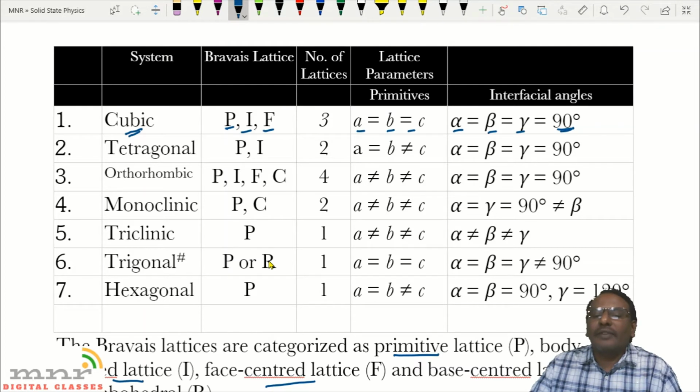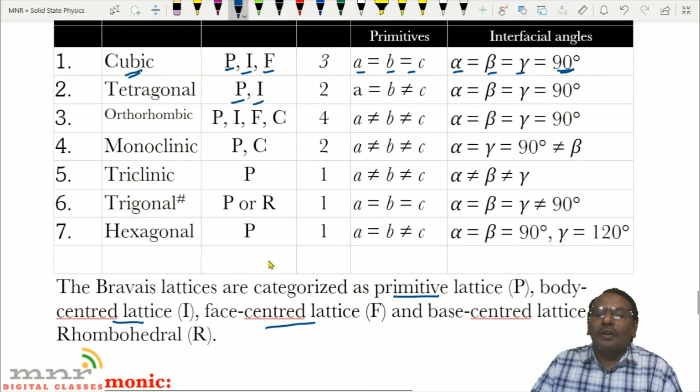The second type of crystal system is the tetragonal system. In this case, a is equal to b but not equal to c, whereas alpha, beta, gamma are equal, each equal to 90 degrees. The space lattices possible for this crystal system are the simple or primitive lattice and the body centered lattice. Totally we have two Bravais lattices possible for tetragonal.